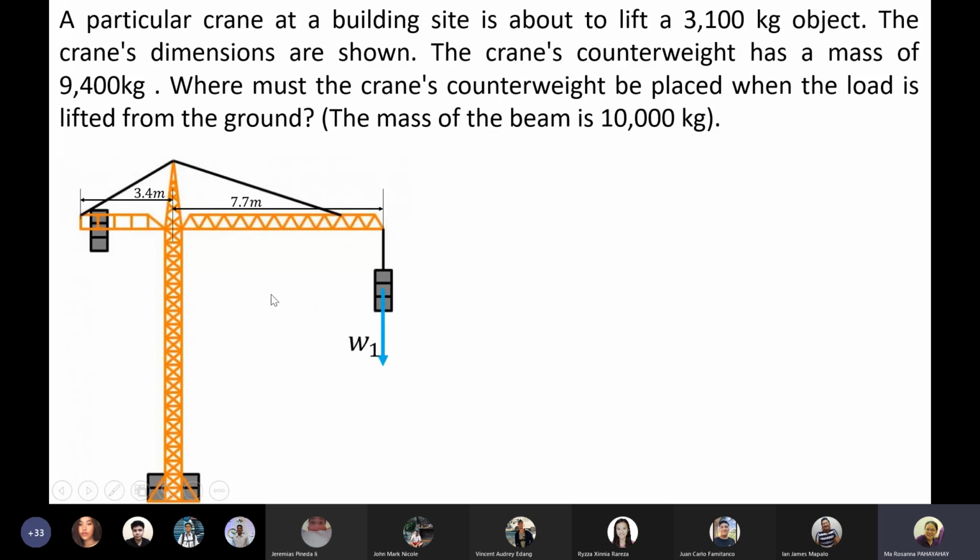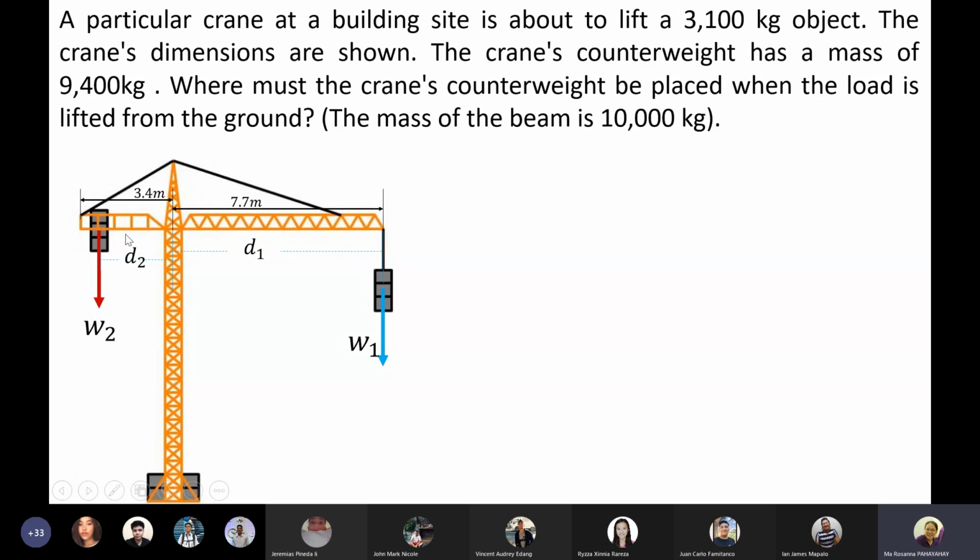Okay, so we have here the weight 1, definitely. So that is the weight 1. And we have here the lever arm or the moment arm of our weight 1 from the center, which will be our pivot. And that is our moment arm 1. Now for this counterweight, that will be our weight 2. And the distance from here is the unknown. Okay? That 3.4, that is the length of the jib.